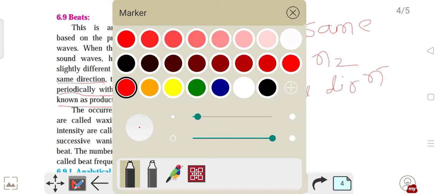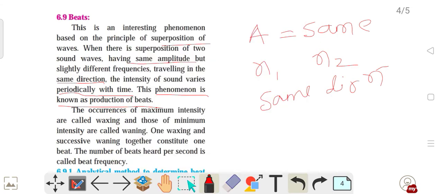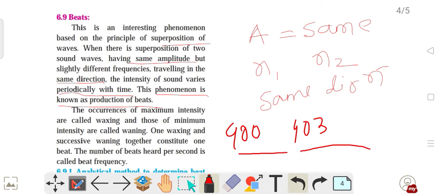What it is trying to say is, suppose this sound is from a frequency of 400 Hz, and there is again this sound, so there is not much difference. That means it has a frequency of 403 Hz. Now these two sounds are reaching your ear. When these two sounds reach your ear at the same time, that means I am speaking with 400 Hz and someone else is also speaking with 403 Hz, then you will hear this thing.